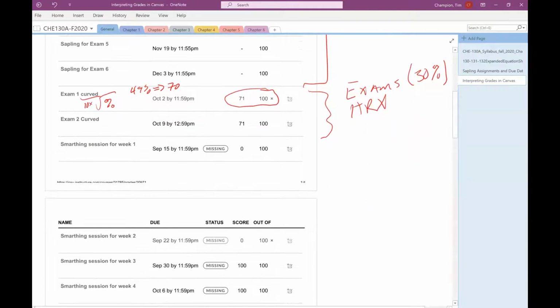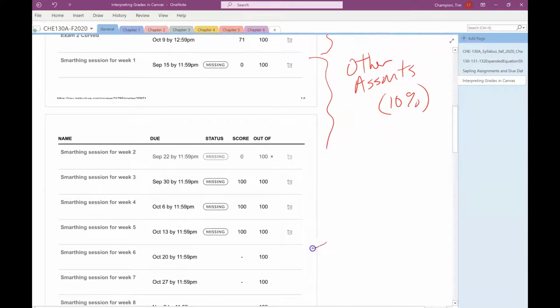Then these other assignments that are 10%, which is largely the Smart Thinking, that's 10% of your grade. And let's look down here. So we've got grades in through week 5, and I think I dropped one of those. And so this student missed 2 of them, but didn't get hammered too much because one of those did get dropped. So they have 300 out of 400 possible points. So it looks like their average should be a 75 for that.